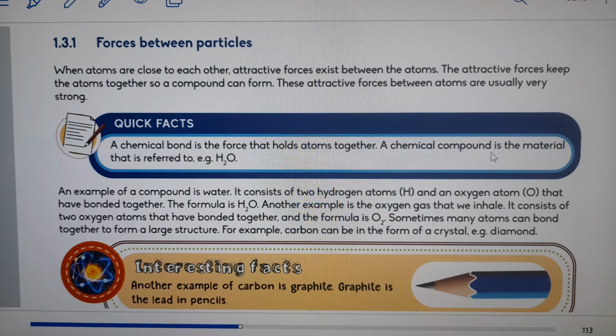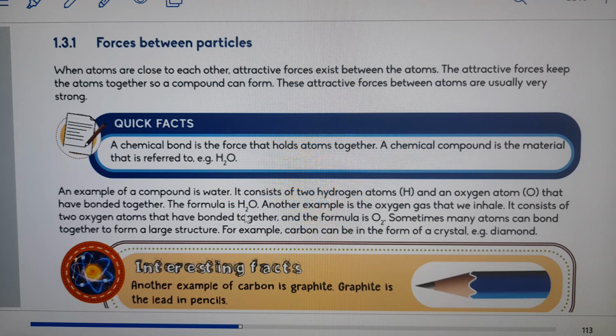A chemical compound is the material that is referred to, for example, H2O. There is a bond between hydrogen and oxygen, and that is the chemical bond. An example of a compound is water. It consists of 2 hydrogen atoms and 1 oxygen atom that have bonded together. The formula is H2O. Another example is oxygen gas that we inhale. It consists of 2 oxygen atoms that have bonded together.